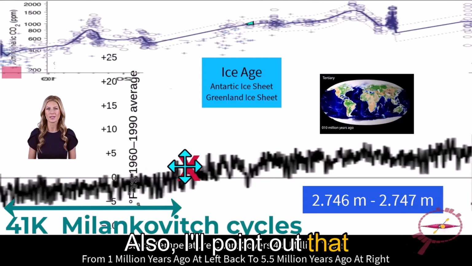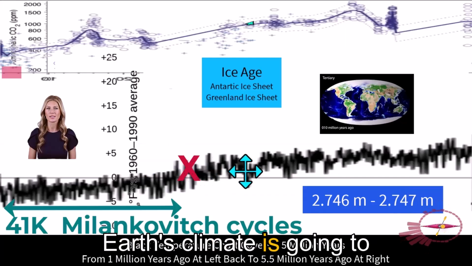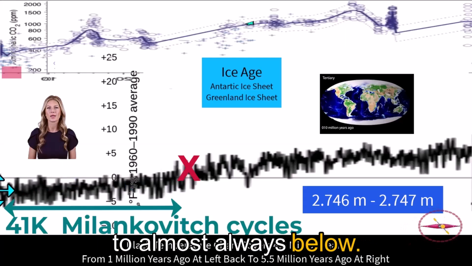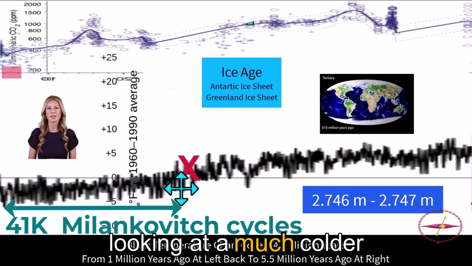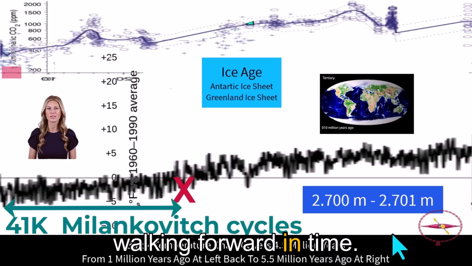Also, I'll point out that starting about here, about 2.8 million years ago, Earth's climate is going to drop from always above our average temperature today to almost always below. And we're going to be looking at a much colder climate for the Earth. So let's go ahead and keep walking forward in time.